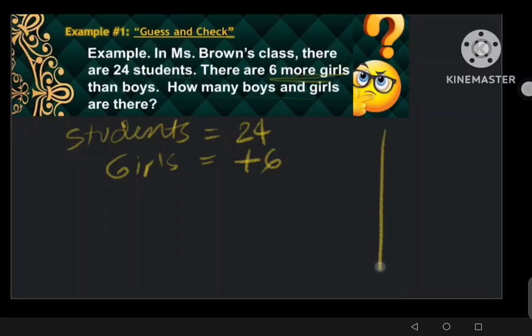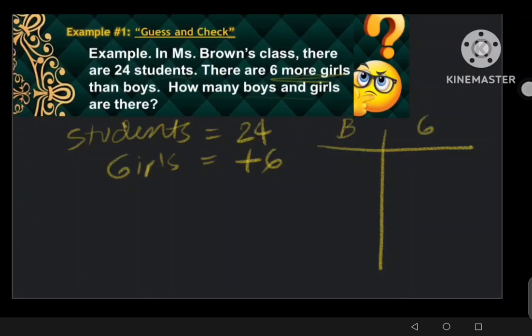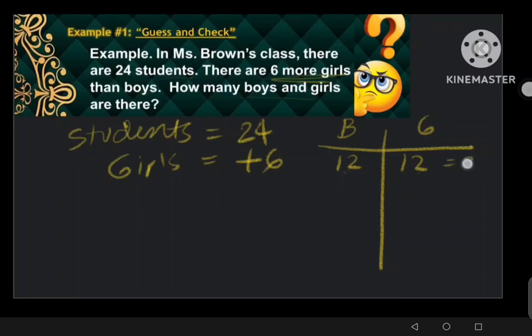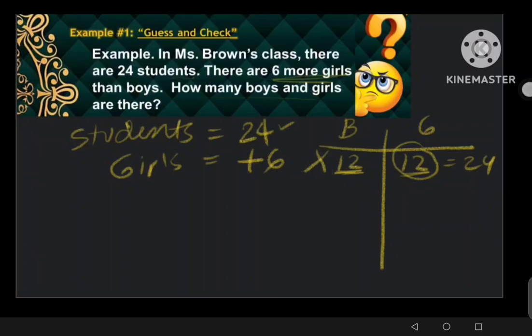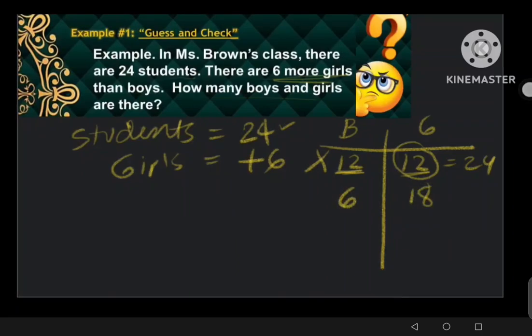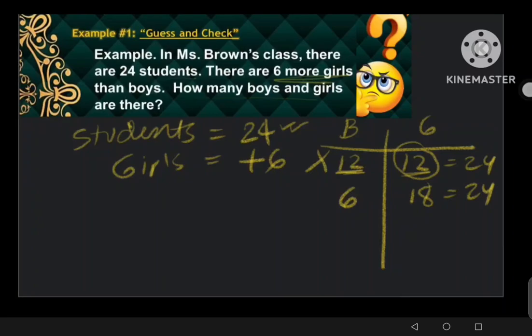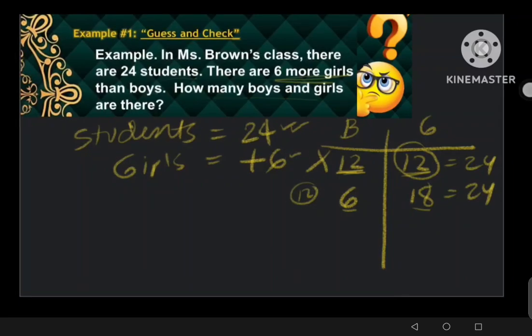So let's guess using guess and check how many boys and how many girls. Let's say our first guess is 12 and 12. It's just a guess. We have 12 plus 12, that's 24, correct? Are there 6 more girls than boys comparing here? No, it's because they have the same number, so it's not the correct guess. Another guess, let's say we have 6 and 18. 6 plus 18, that's 24, correct? Are the girls more than the boys by 6? Let's have 18 minus 6, that's 12. And what we need is 6. So, it is not the correct answer.